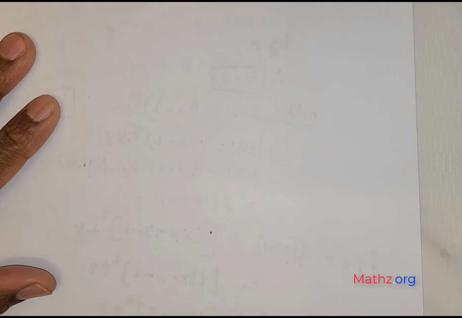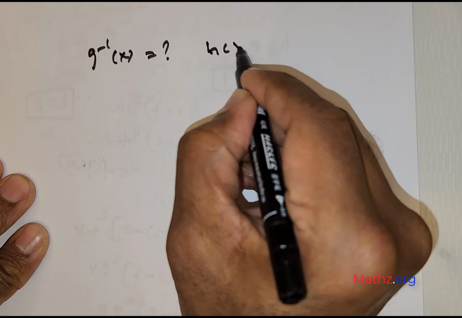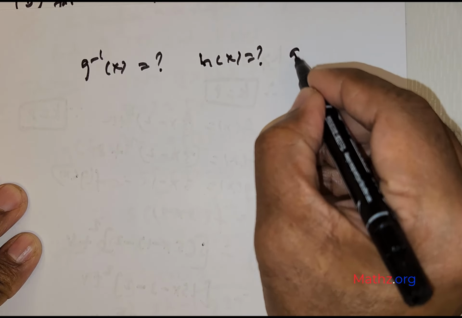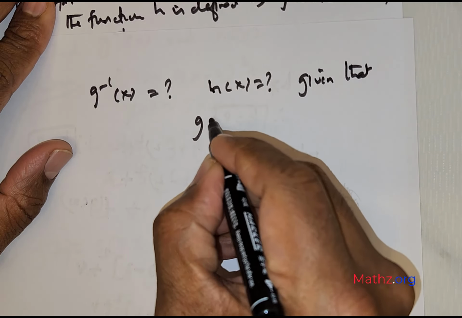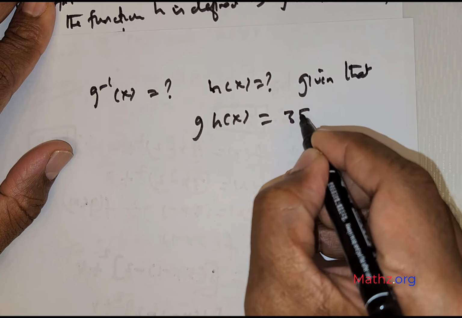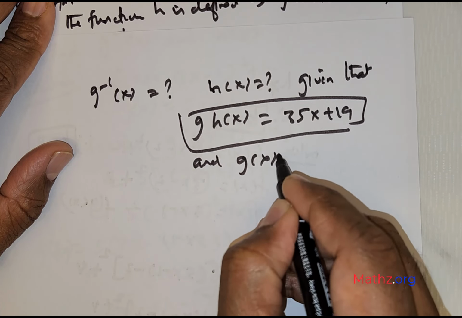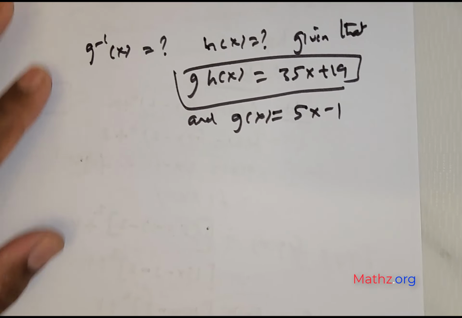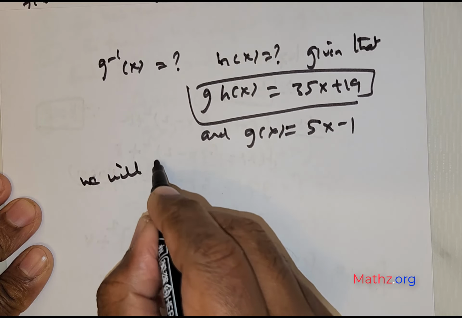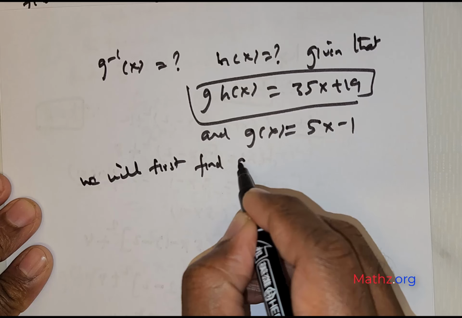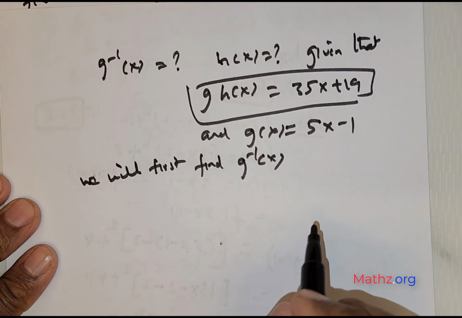So let's move on. So the last part, we are asked to find g inverse of x and h of x, given that we have gh of x to be equal to 35x + 19, and g of x is equal to 5x - 1. Okay, now what I wish to do is, we will first find g inverse of x. So how are we going to do this g inverse of x?